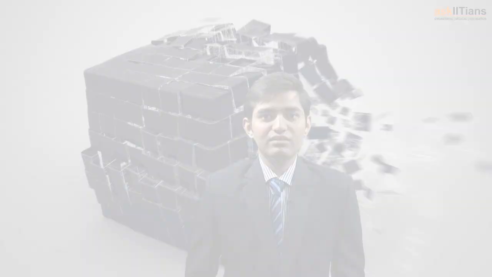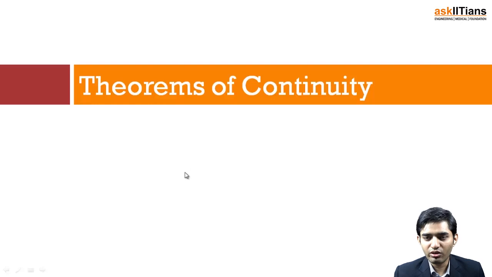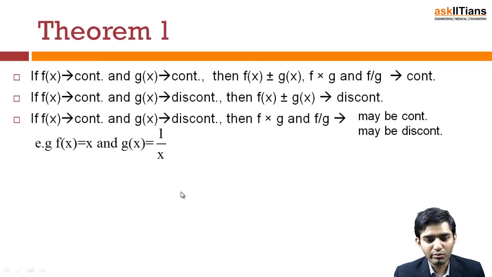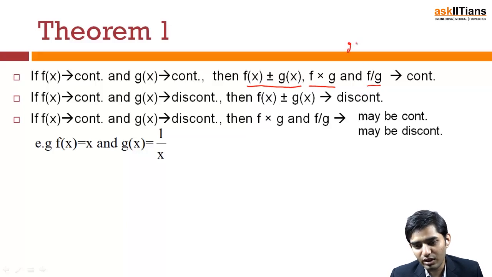So let's start. Alright, now let's discuss theorems on continuity. Let's start with theorem number 1. Theorem 1 says that if f(x) is continuous and g(x) is also continuous, then f(x) plus or minus g(x) will also be continuous, f(x) into g(x) will also be continuous, and f divided by g will also be continuous, provided g is not equal to 0. The denominator should not be equal to 0, so just take care of this part.